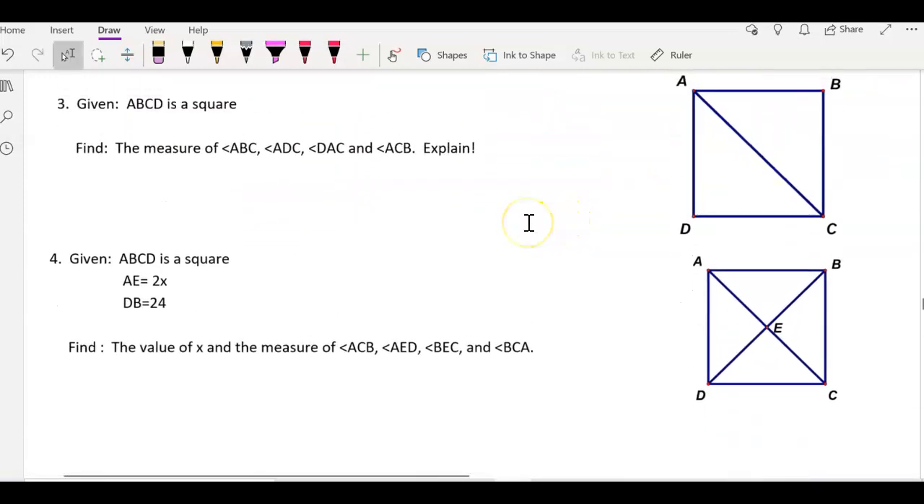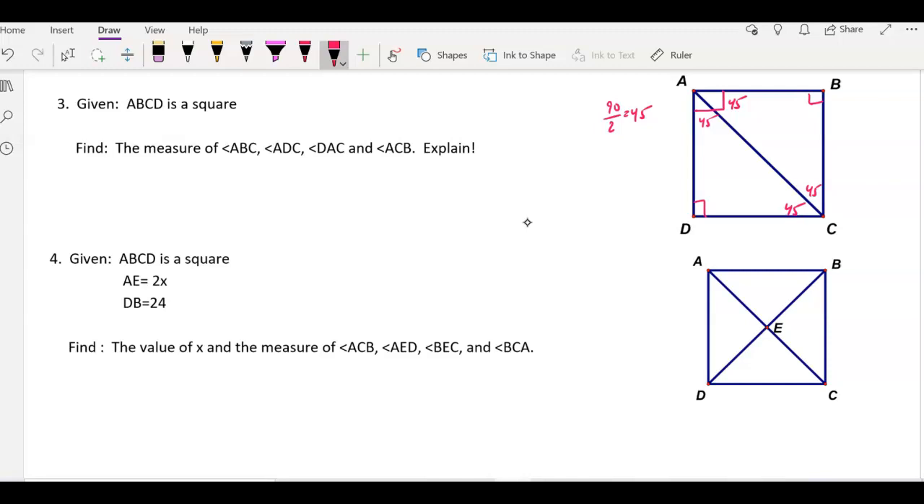Okay, the next one, they tell you ABCD is a square. Find the measures of these angles. Well, right away, if you think about it, we know this is a right angle, this is a right angle. Now, this is a right angle, but because a square is a rhombus, we know the diagonals bisect opposite angles. So if we take 90 and divide it by 2, this angle is 45, this angle is 45, 45, and 45.